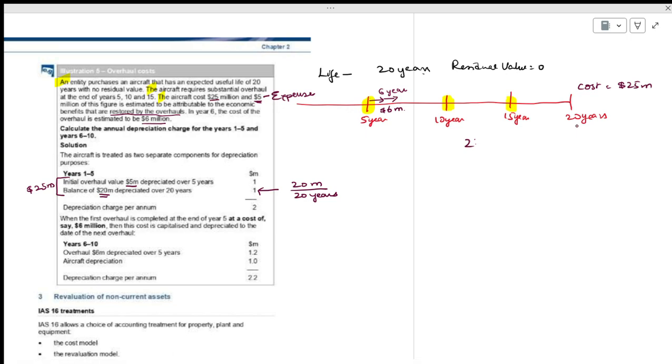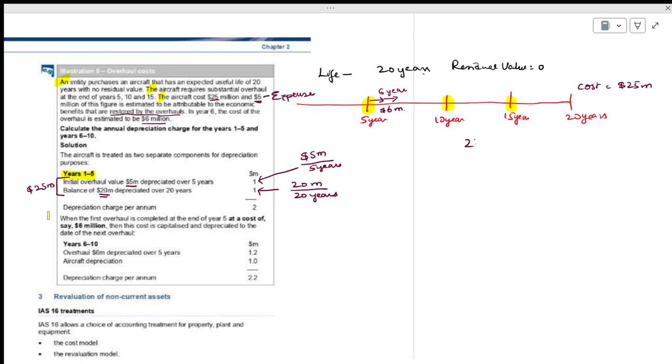It's not every year, it is one time, every 5 years. Every 5 years they have spent how much? 5 million. Okay, this is for every 5 years. How much are they getting? They are getting 1 million. Means from year 1 to 5, there are two things: one is cost, one is overhauling.